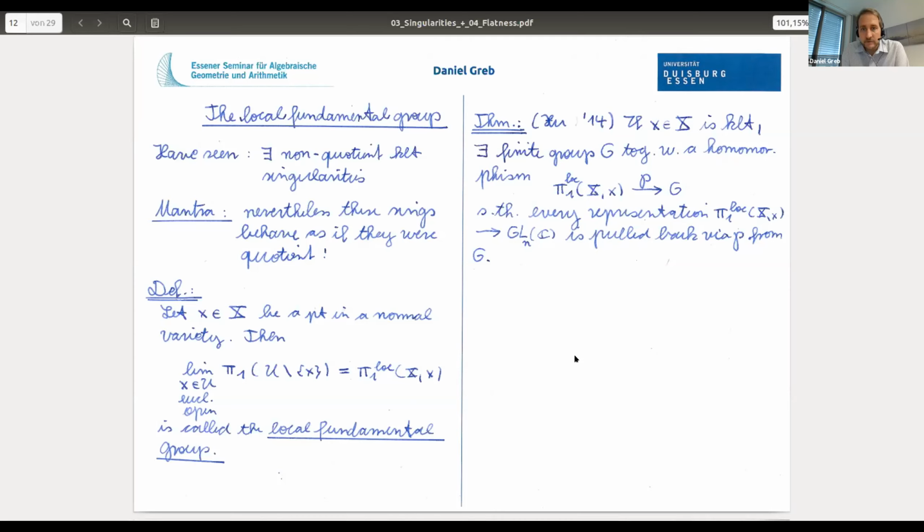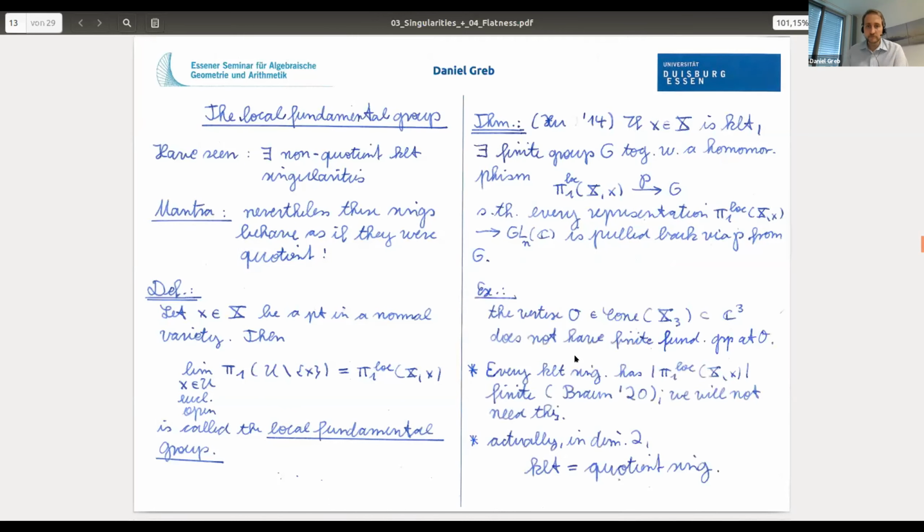Well, because of the following result of Chu, if X is KLT, there exists a finite group G together with a homomorphism of groups from this local fundamental group to this finite group, such that the representation theory of the local fundamental group is the representation theory of G, which means that every representation of the local fundamental group factors through this finite group. It's pulled back from G via P.